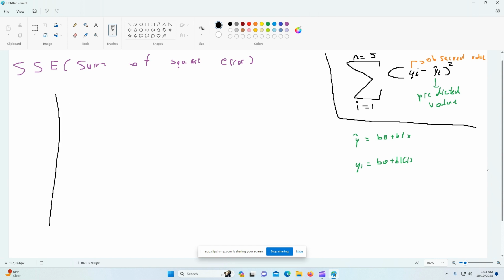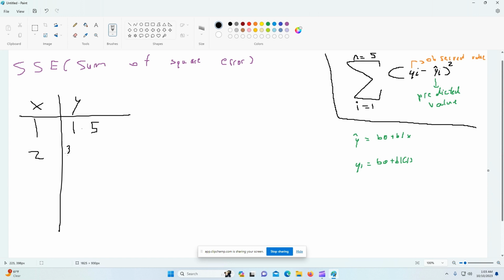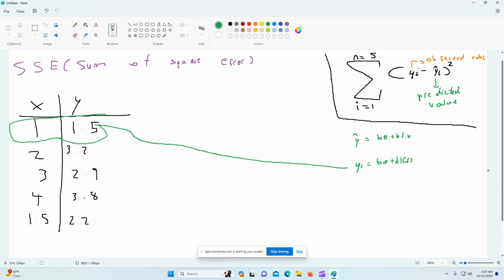So say this x, y. I'm just going to make random data. It doesn't really represent anything. And 1.5 maybe. So when we do this, we're estimating the first value, right? Obviously, because we're doing b0 plus b1 times 1.